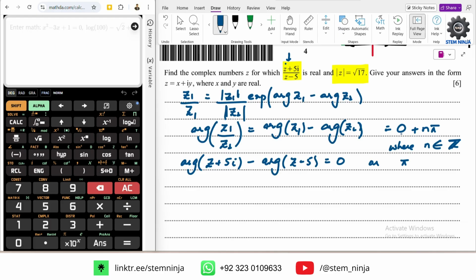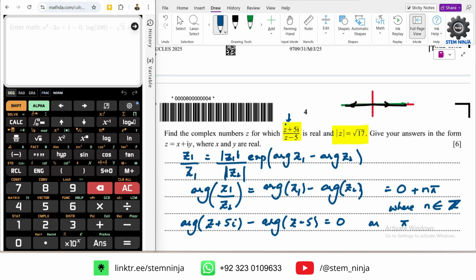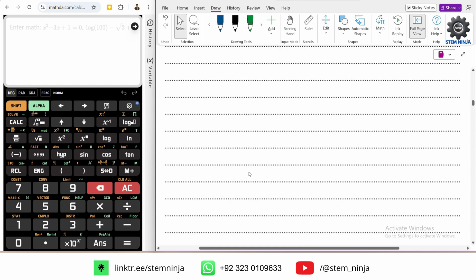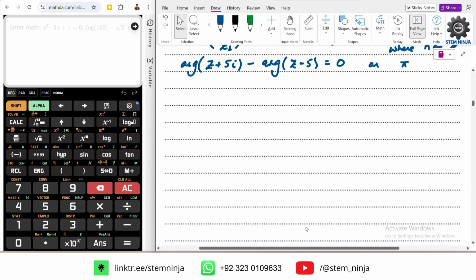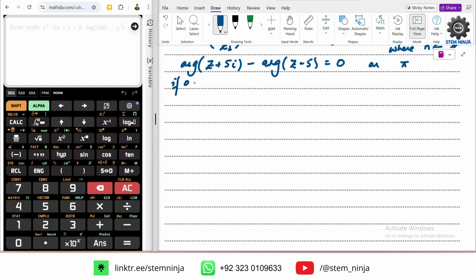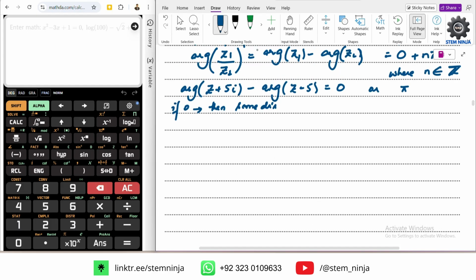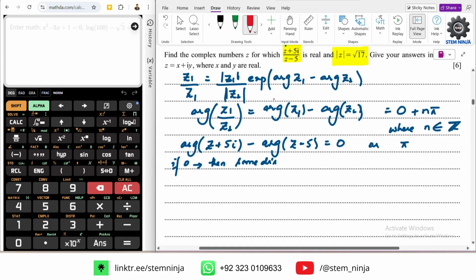Right? Now, since we have already determined that either they are in the same direction, so if it's 0, they are in the same direction. Then same direction. Either way, this means that they are collinear, right? So this tells us that these two complex numbers are collinear. They are lying on the same line.